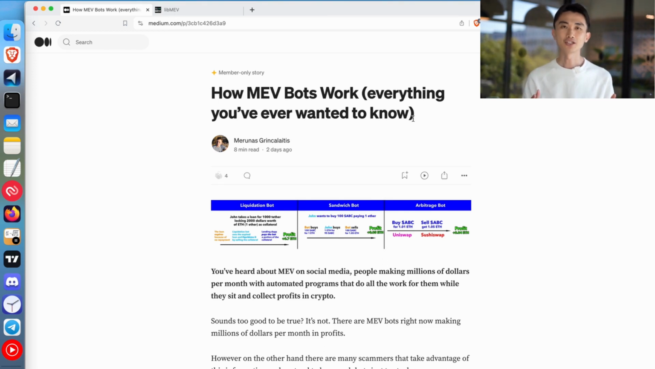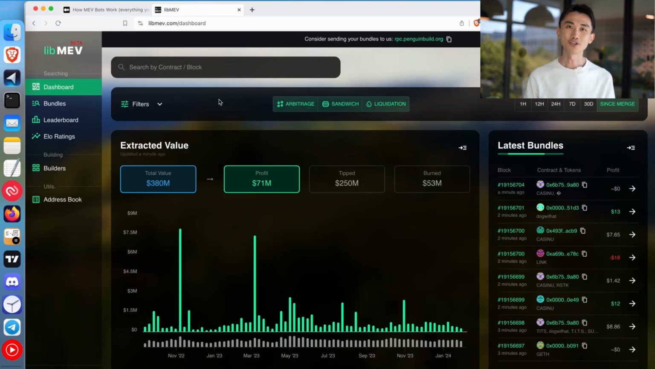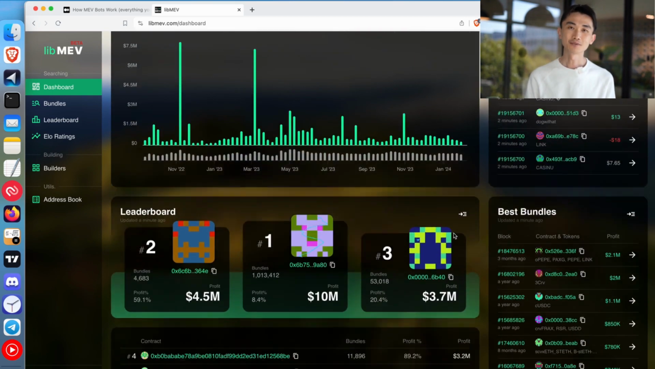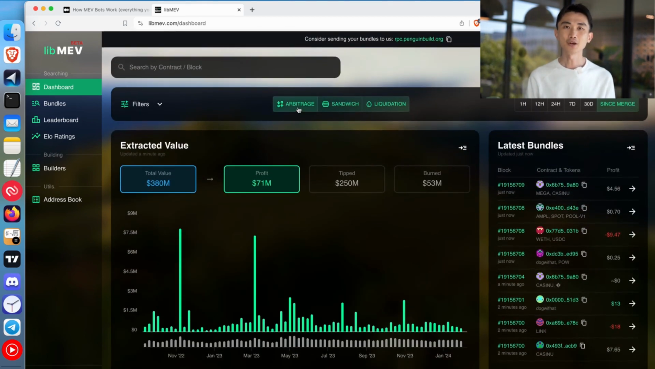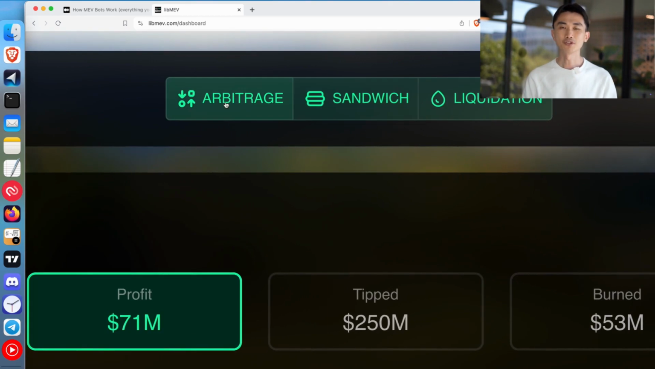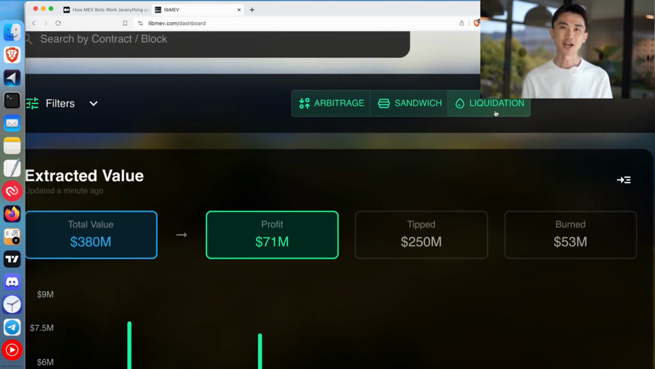so that you can understand better the technology behind all of this exciting industry and how to create maybe your own bots. In an article here, and we will go through it, and I will show you the different types. So here's LIP MEV. It's a page that shows you the profit that MEV bots are making, and it's very accurate, according to some sources. And you can see here mainly there are three main MEV bots. They're arbitrage, sandwich, and liquidation. Those are the three types.